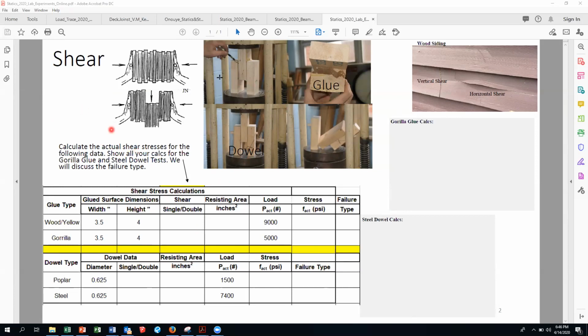So what is your glued surface here? The width is the width of a 2x4, and the height, this 4 inches, is right here. So I have 3.5 inches by 4. That's 14 square inches, but you've got to multiply that by 2, and that's your area. This is vertical shear that we're dealing with here. But when you get that area, do you just divide that 9,000 by that area, or do you have to do 3/2 with it? Nope. Oh, good question.